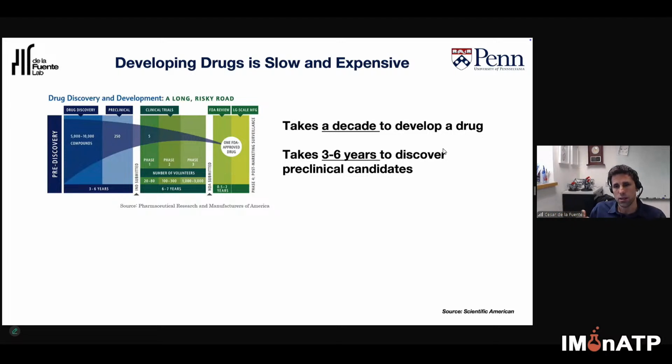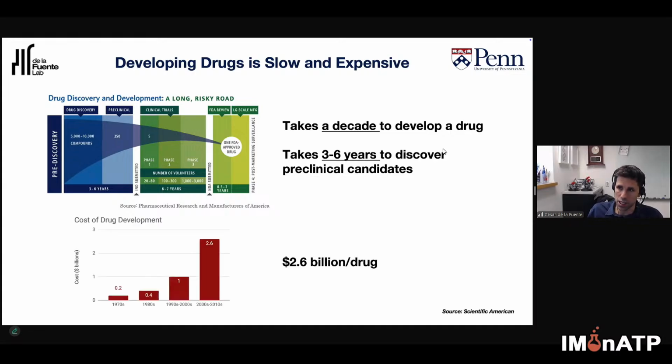It can take more than the time that it takes to complete a PhD program to come up with potential candidates. Many years, and it's very expensive. So over $2 billion to try to do this. And so really, with computers, we thought that we could help accelerate this whole process, thereby helping reduce the cost and the time associated with it.